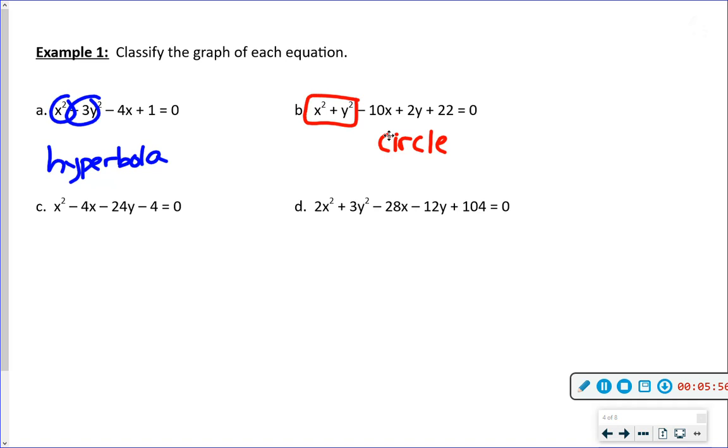I thought so. All right, what do you have for C? Parabola, one squared term, dead giveaway on that one. D. Is it a trick? It's not a trick. What do you got for D? Ellipse. Two squared terms, both positive, 2 and 3 different signs, different numbers, different values. Do not worry, you are not graphing any circles today. I just kind of threw that in for fun.